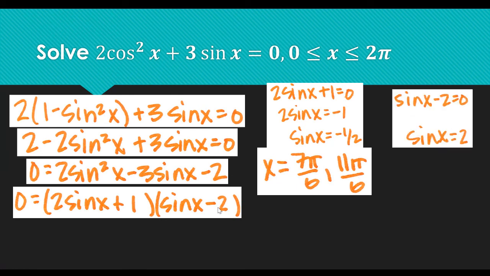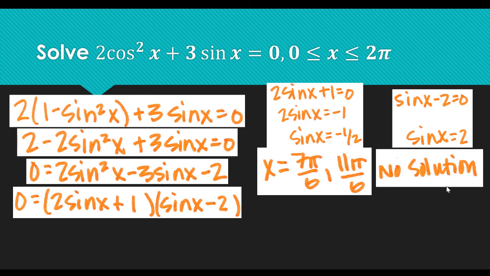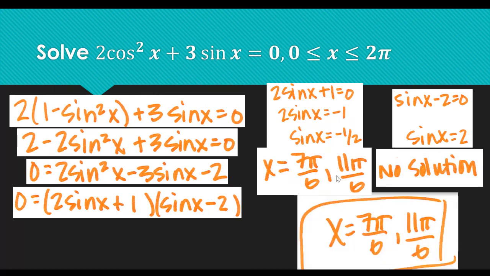Sine of x minus 2 equals 0. Add your 2. There's nowhere on the unit circle where sine equals 2. It's actually impossible. Sine is never bigger than 1. So that's a no solution. So you'll have 2 answers to this, 7 pi over 6 and 11 pi over 6.